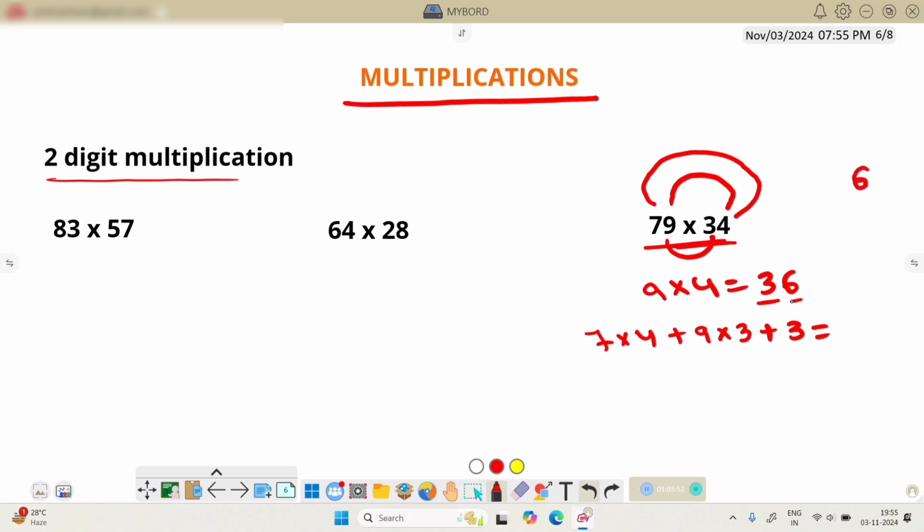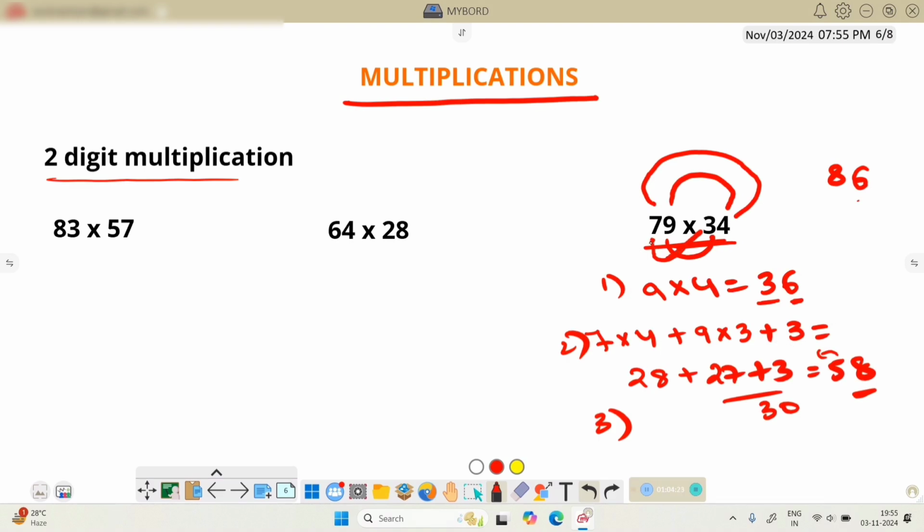Okay, this unit digit 6 you just write it here, and now you just solve this. 7 4s are 28 plus 3 9s are 27 plus 3. Here you got 30. So you will get the answer 58. So 8 you write it down here, and 5 is carried over to the next step.